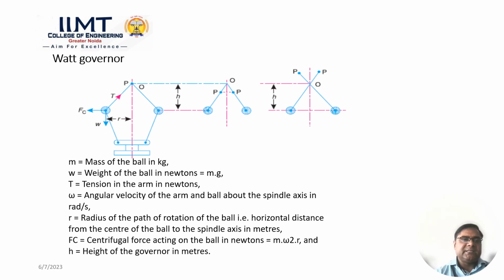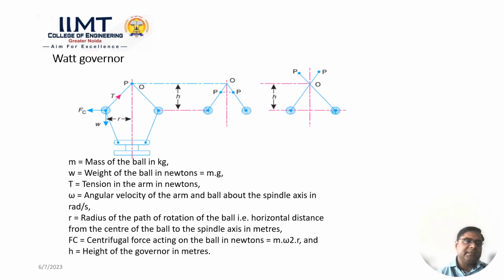So here, the primary motto of the governor is to calculate the range of speed, or you can derive the relation for the speed of the governor. If we talk about the categorization of the governor, the first governor is the Watt governor.